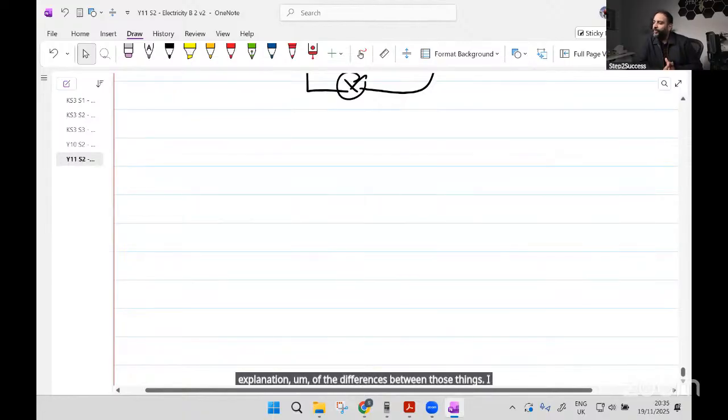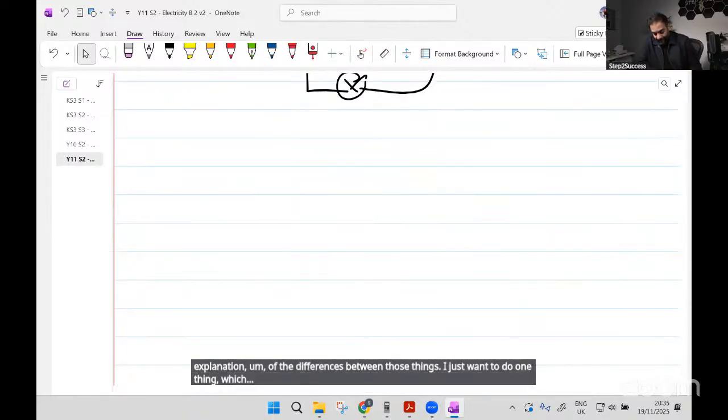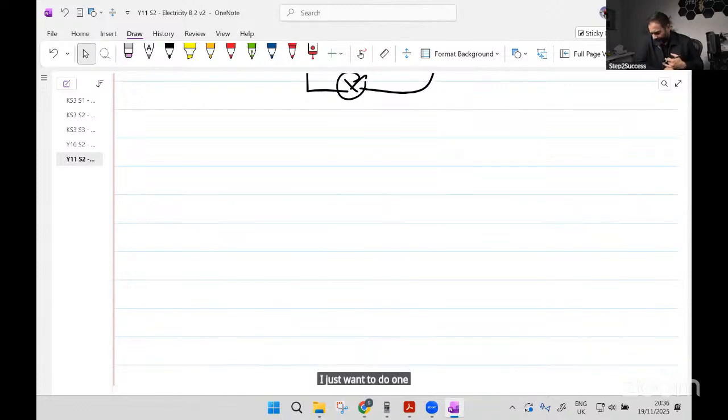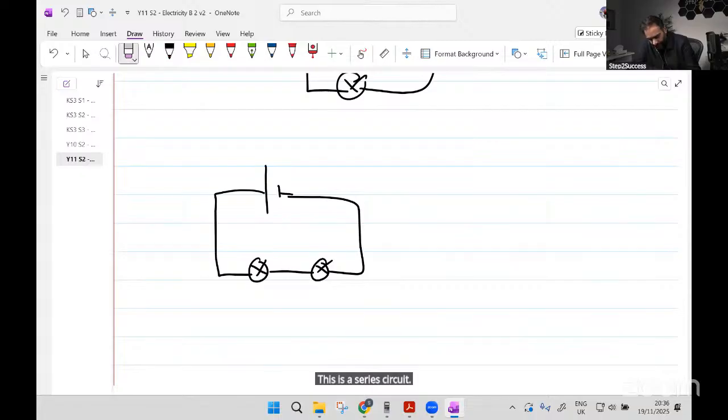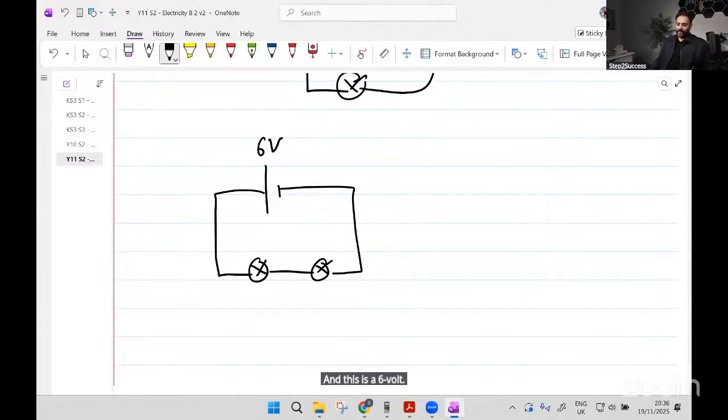I just want to do one thing which I saw recently in a question. For those people who I did teach in the last week, and will already have seen this, I just want to do one thing because I came across an exam question and I just want to talk about this thing. So this is a series circuit, and this is a 6-volt battery.